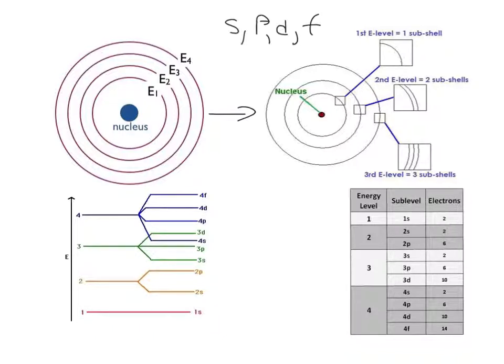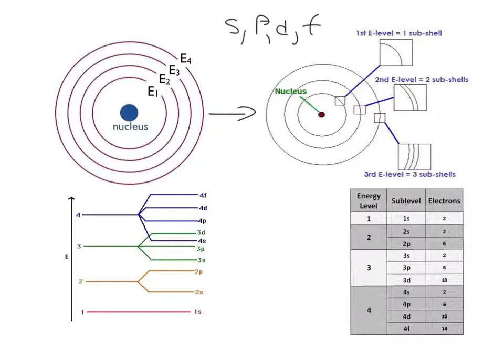Now, if we look at our energy levels and sublevels, the first energy level only has 1 sublevel, the S, and only contains 2 electrons. Second energy level has 2 sublevels, S and P. One contains 2, and the other can contain a maximum of 6 electrons. Third energy level, S, P, and D: 2 electrons max for the S, 6 electrons max for the P, and 10 electrons max for the D. In the fourth energy level, S, P, D, and F: 2 electrons, 6 electrons, 10 electrons, and 14 electrons. And remember, there's 2 electrons per orbital.